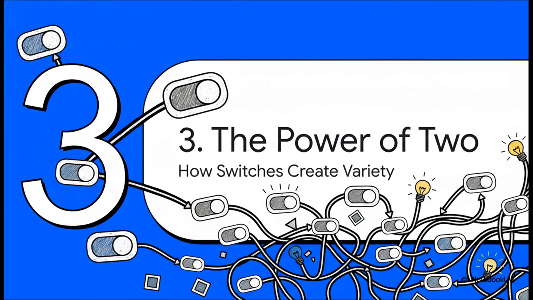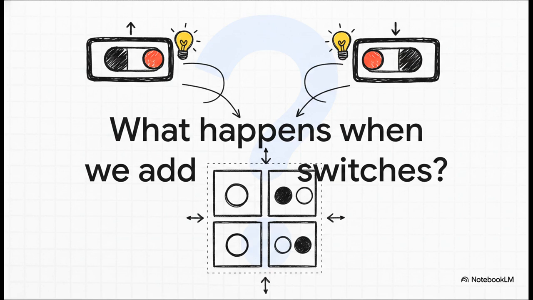Now, one little switch all by itself, it's not super useful, right? It can only be on or off. But what happens when we start adding more switches? See, this is where the real magic of computing begins. So let's think about it. If one switch gives us two states, on or off, what do you think happens when we have two switches? How many different unique combinations or patterns can we possibly make with two of them?